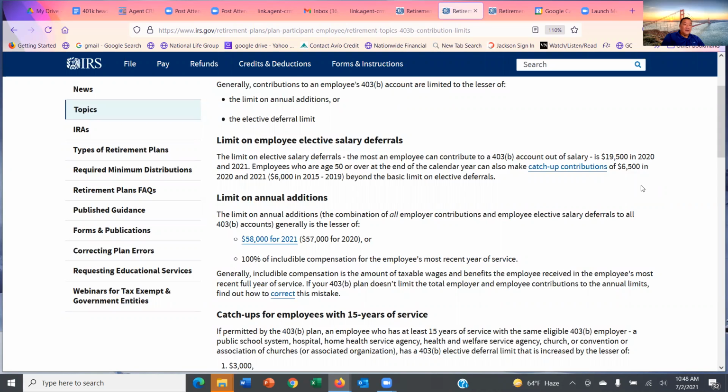In an IRA, the total at age 50 and above is 7,000. So $19,000 difference. So a huge difference as far as how much you can contribute. So that's the limits of each plan. So obviously a big advantage to the 403b.